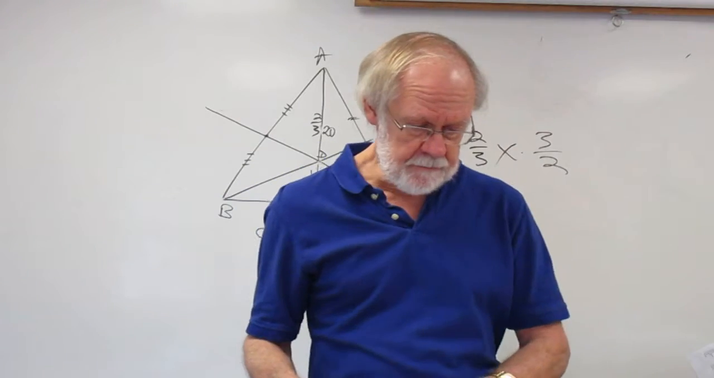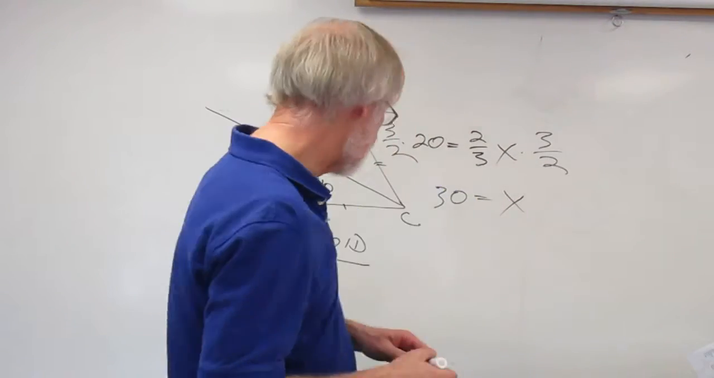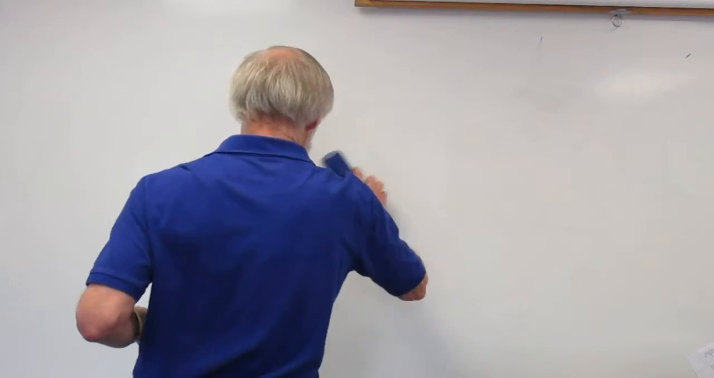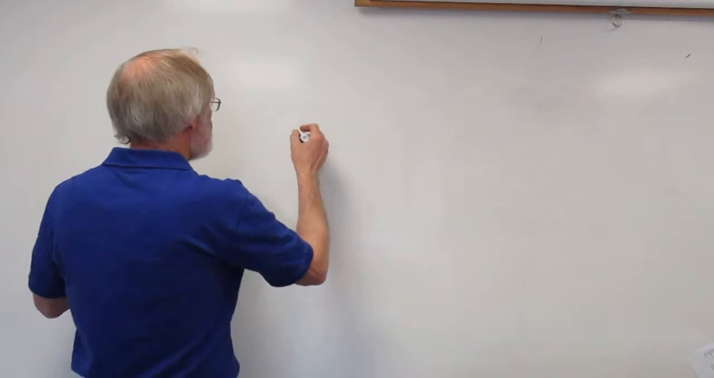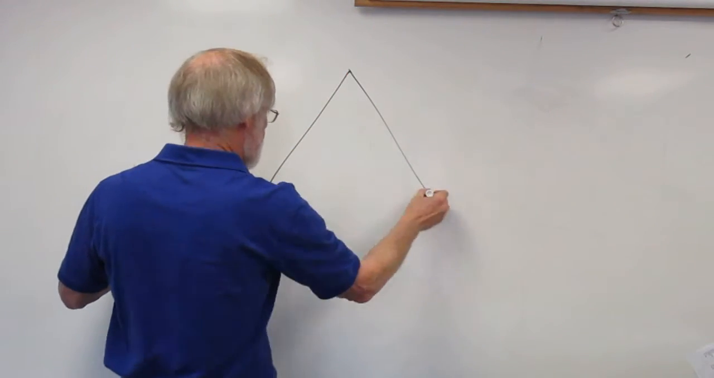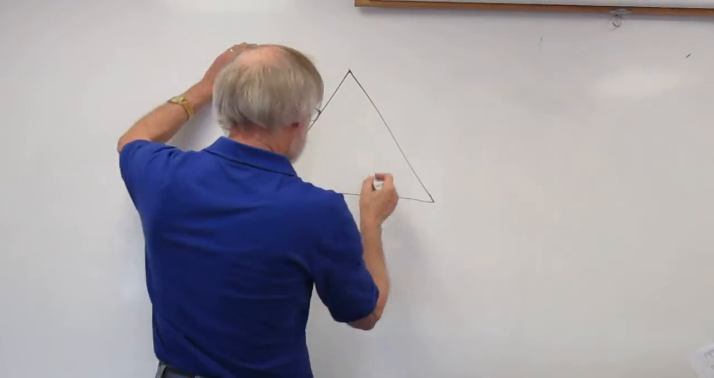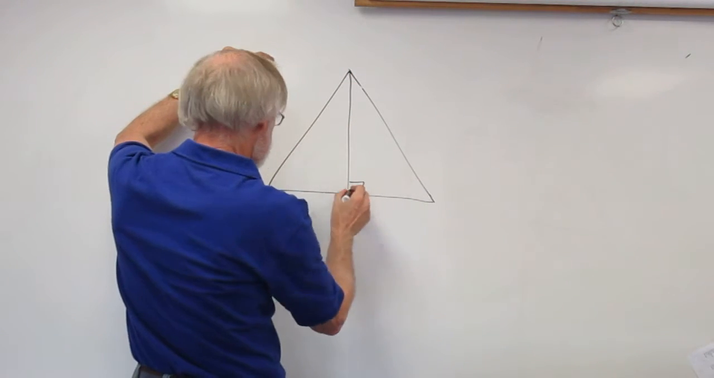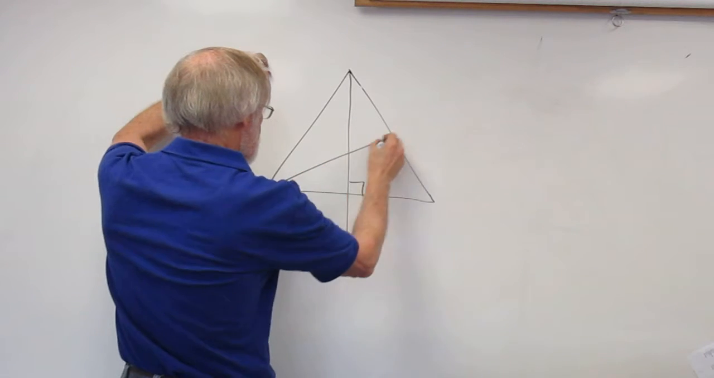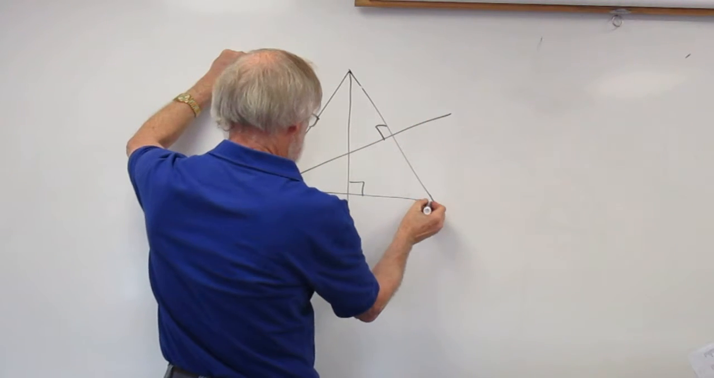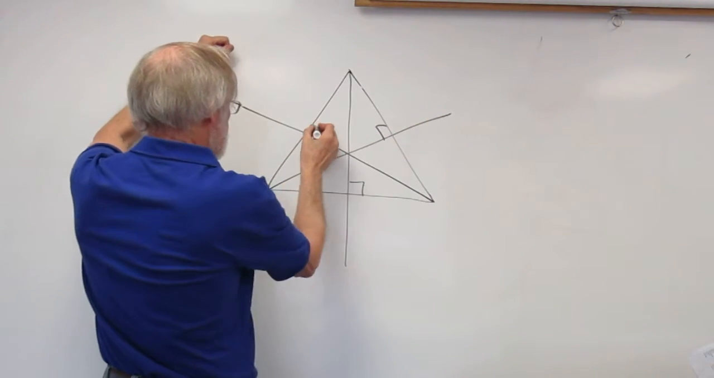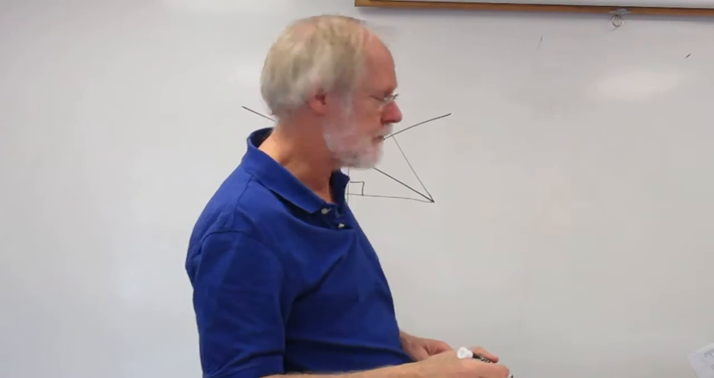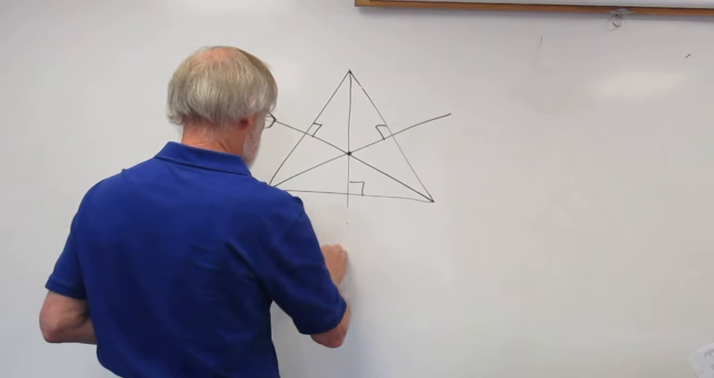All right, the altitudes of a triangle. An altitude is drawn from the vertex perpendicular to the opposite side. And it doesn't matter whether it goes through the center or not, but it is going to be perpendicular. And here, and here, and this point is called the orthocenter. So, orthocenter.